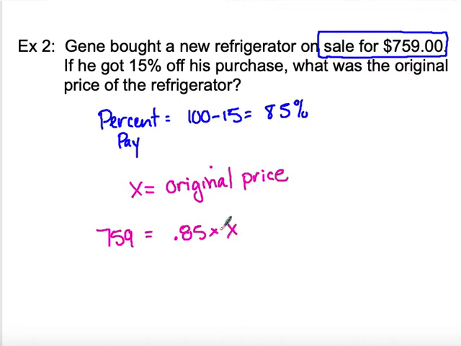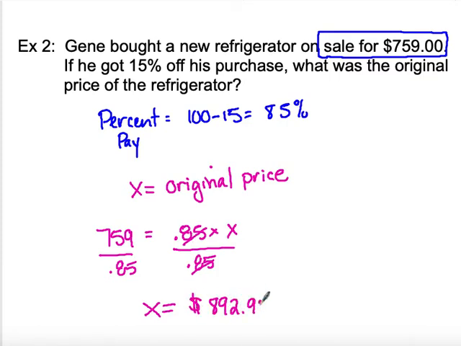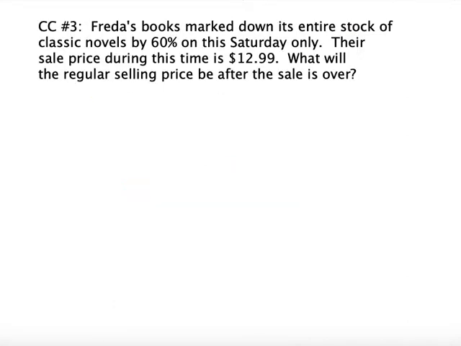So a quick calculation, if I divide both sides by my percent paid, we'll find that the original cost of the refrigerator was $892.94. So we just put everything into that same equation, but we solve it a little differently. We'll have to divide out that rate instead. All right, this is concept check 3 from your textbook. So again, if you want to pause the video and try this one and then check back for the results.